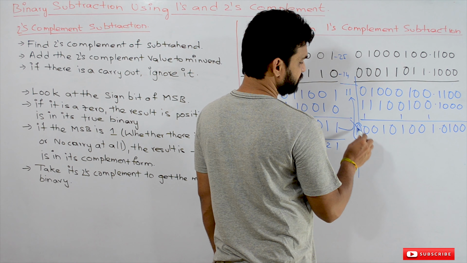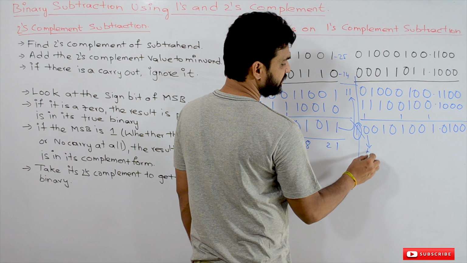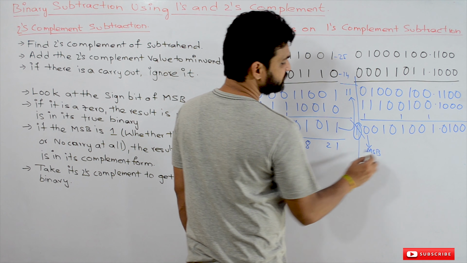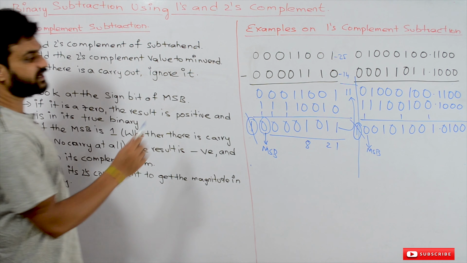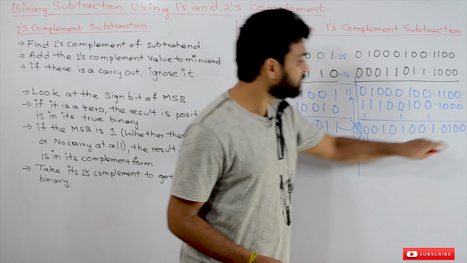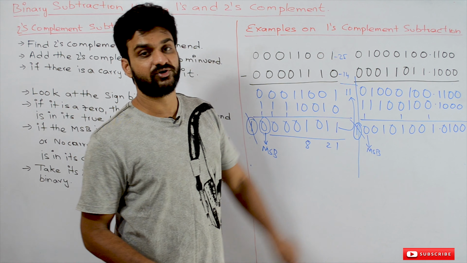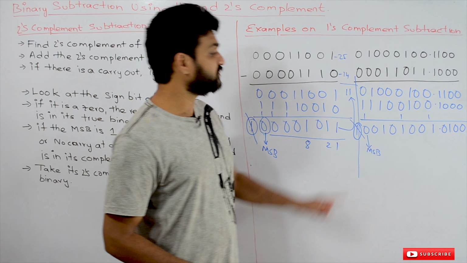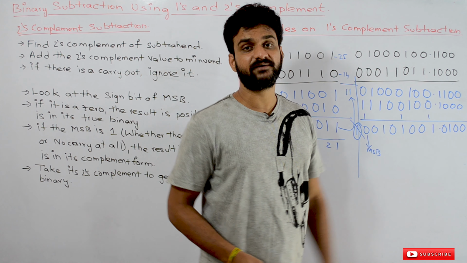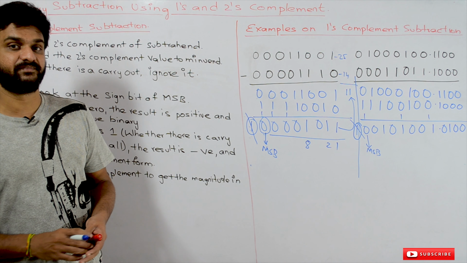If there is no carry, we have to check for the MSB. What is the value of this MSB? The value of the MSB is 0. If it is 0, it means it is a positive number and it is in its true binary form. If it is not 0, then we have to find the 2's complement of this entire number in order to get the magnitude of the number.